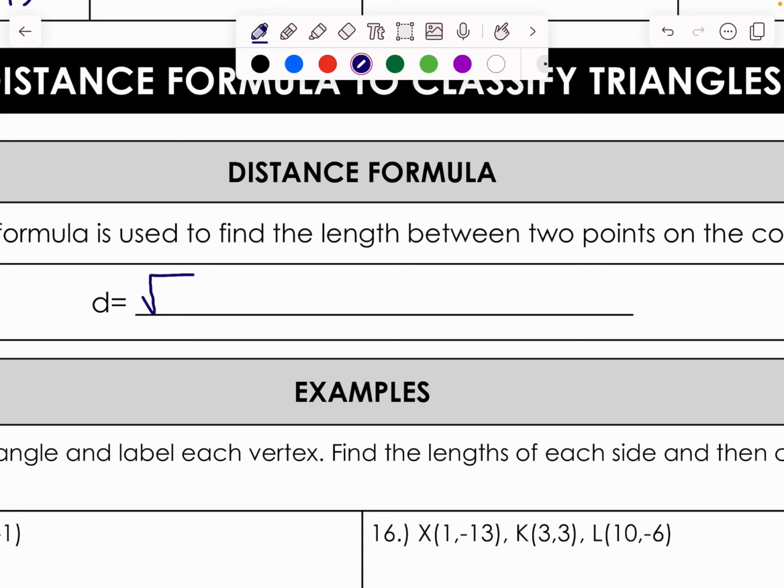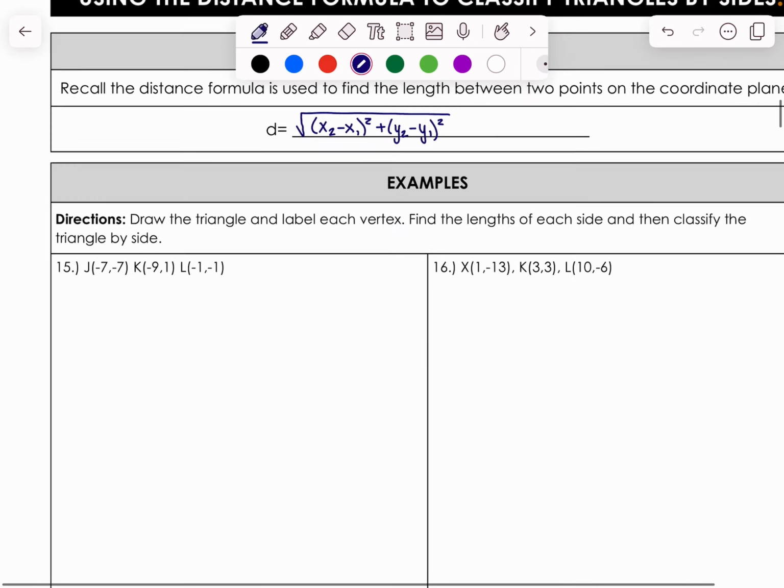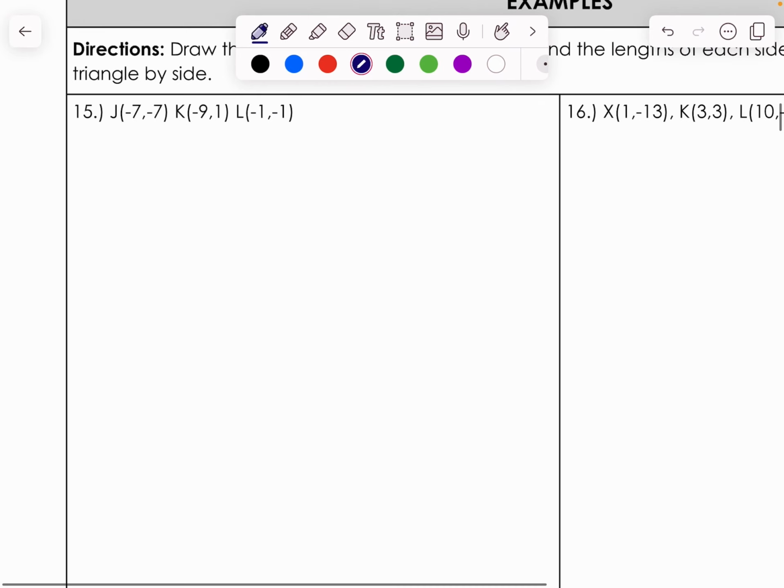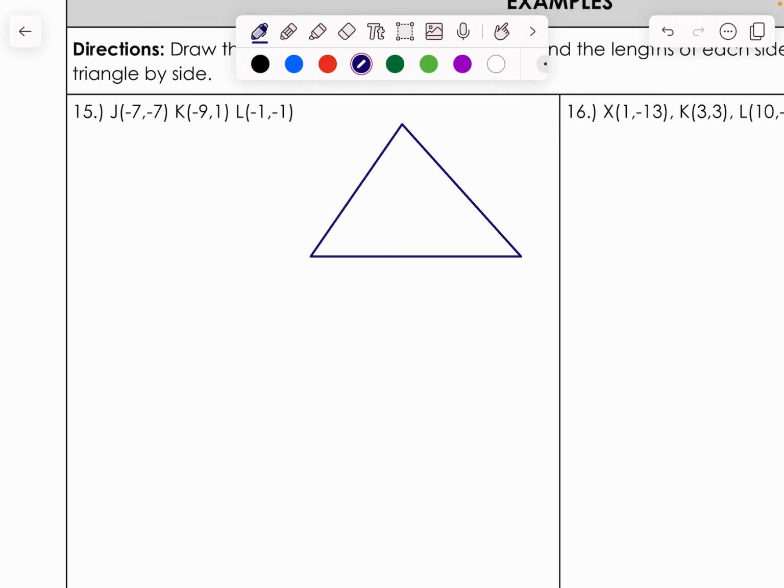Okay, and that formula is the square root of x2 minus x1 squared plus y2 minus y1 squared. Okay, so it says draw the triangle and label each vertex, find the lengths of each side, and then classify the triangle by its side. Okay, so let's say we have a triangle. Okay, I have no idea what it looks like. Okay, but I know that this side is J, this side is K, and this side is L. J is at -7, -7. K is at -9, 1, and then L is at -1, -1.